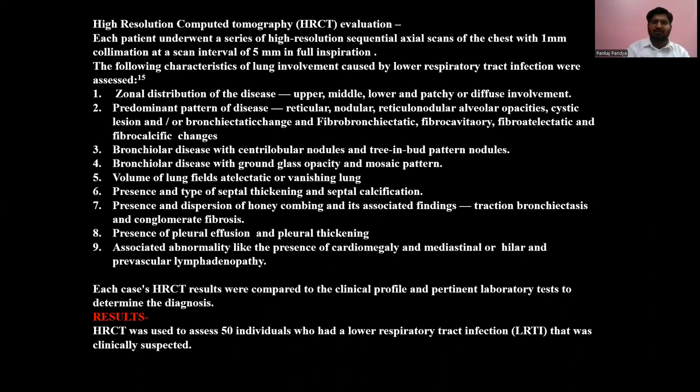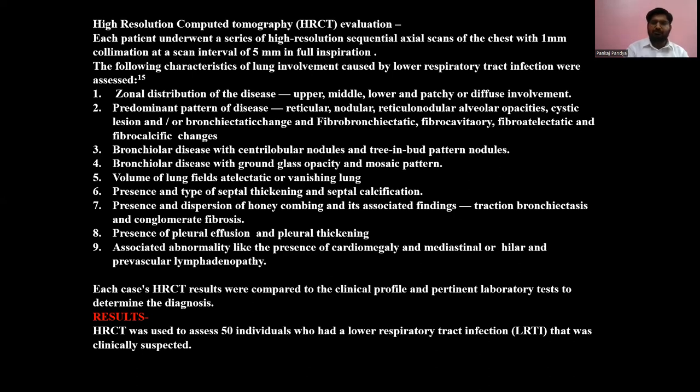Volume of lung field, like atelectasis, a vanishing lung. Presence and type of septal thickening and septal calcification. Presence and distribution of honeycombing as an associated finding. Traction bronchiectasis and conglomerate fibrosis. Presence of pleural effusion and pleural thickening. Associated abnormalities like presence of cardiomegaly, mediastinal, hilar, or perivascular lymph nodes. All of the following features are evaluated in HRCT. Each case of HRCT results was compared with clinical profile and patient's laboratory tests to determine the diagnosis.